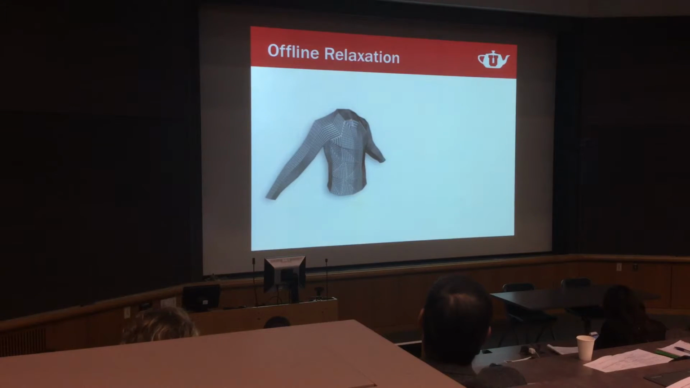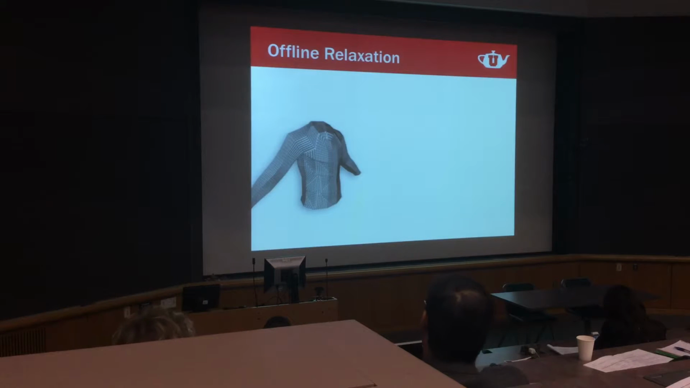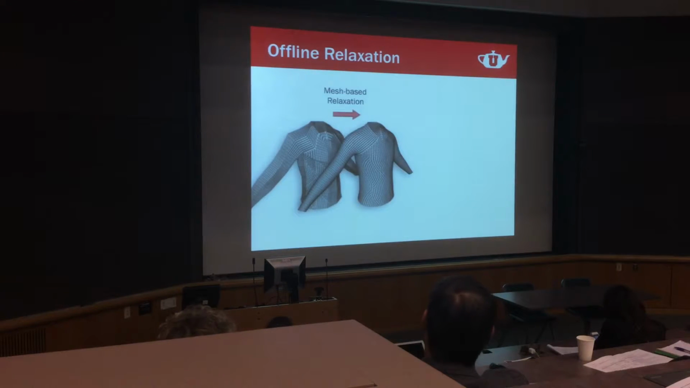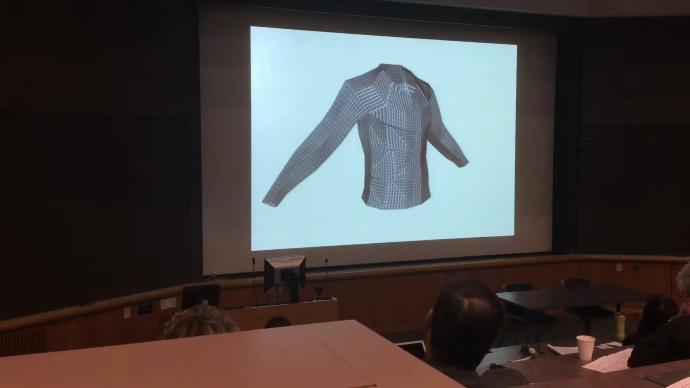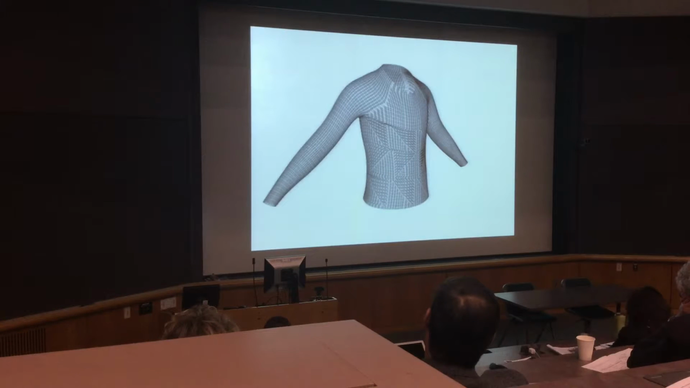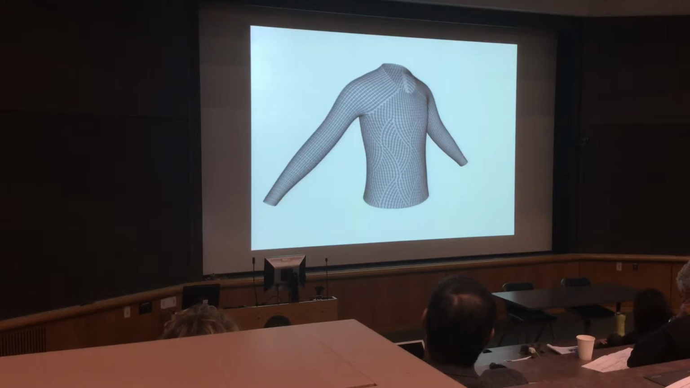And this process has 3 stages. It starts with mesh-based relaxation, and then we generate a yarn level model, and finally we perform yarn level relaxation. So let's start with the mesh-based relaxation. The mesh-based relaxation first moves the vertices of the stitch mesh to a smooth surface that is defined by the input mesh. And then it slides the vertices on the smooth surface to estimate the final shape that the knitted structure will take, based on the knitting instructions encoded in the stitch mesh.